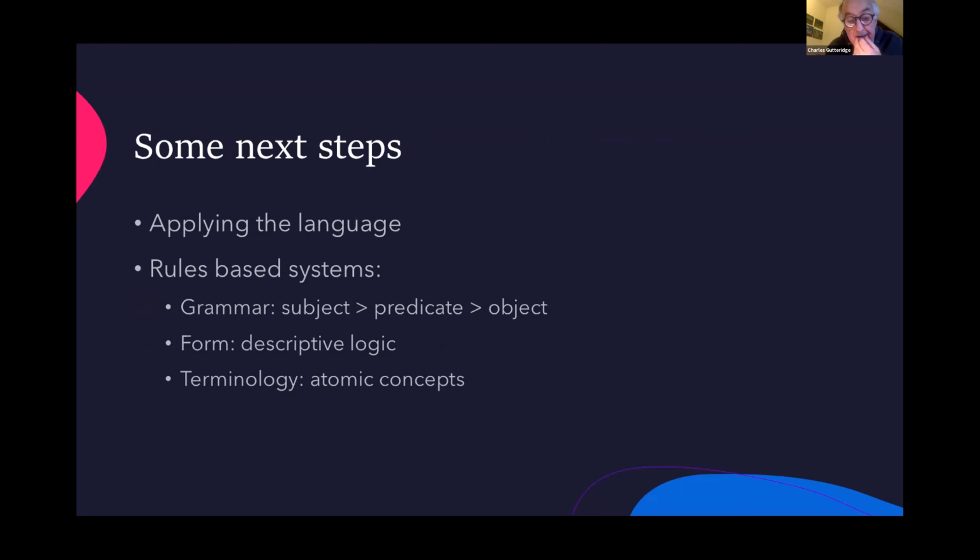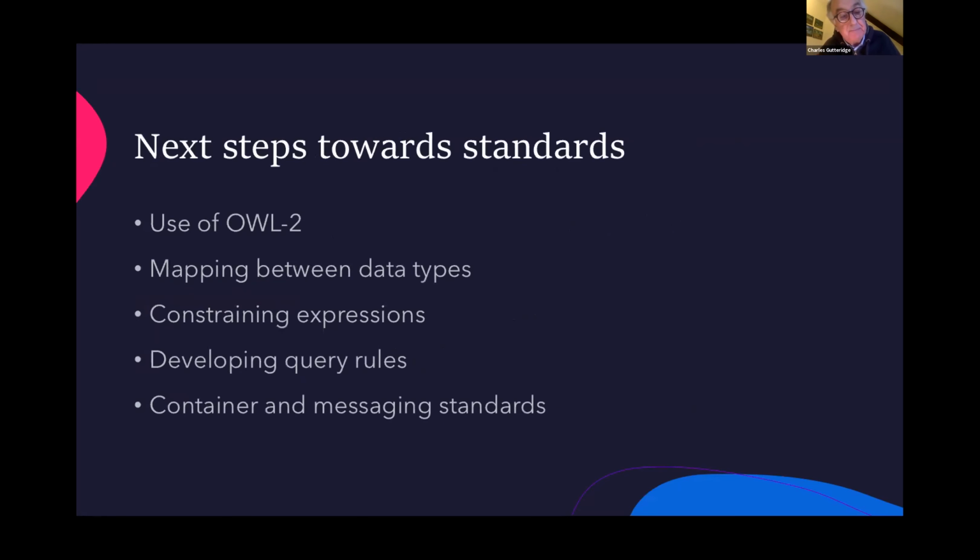We need a grammar, and the grammar is of the subject, predicate, object, triple form, because that allows you to build the kind of databases that do this fast and do it well. You need to have an underlying descriptive logic to do the analytics, and the terminology should probably be mainly made of atomic concepts. So I think underlying everything that's been said this morning, we've all accepted that we will probably use AL2. We may not have said so, but we do.